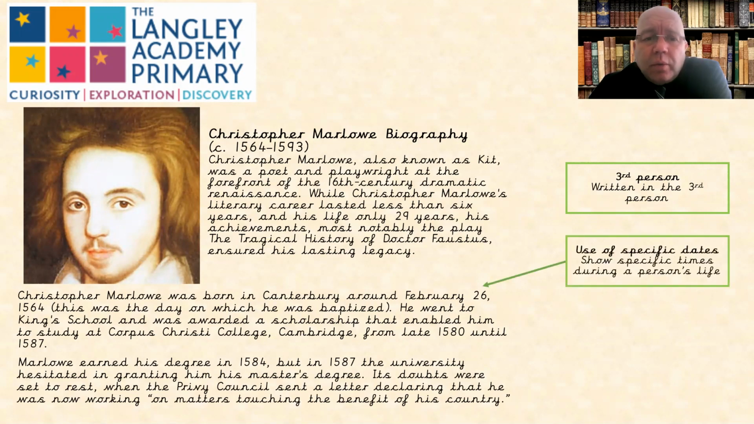Wherever possible, we need to use specific dates. This ties everything together. It allows the reader to understand the chronology of how and when things happen. Okay. So in this case, he was born in Canterbury around February 16th, 1564. We've explained in the text that this was actually the day he was baptized, he was christened. So we can't be 100% sure of his actual birth date, but we've said around. We've identified that it is an approximation. But we have put some dates in there. We've just given that key bit of information. So wherever possible, in the biographies you write, try and put particular dates in.